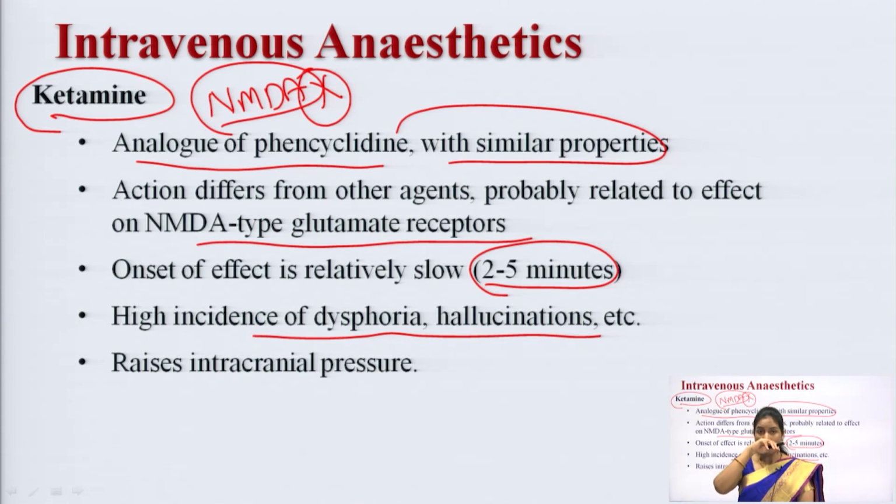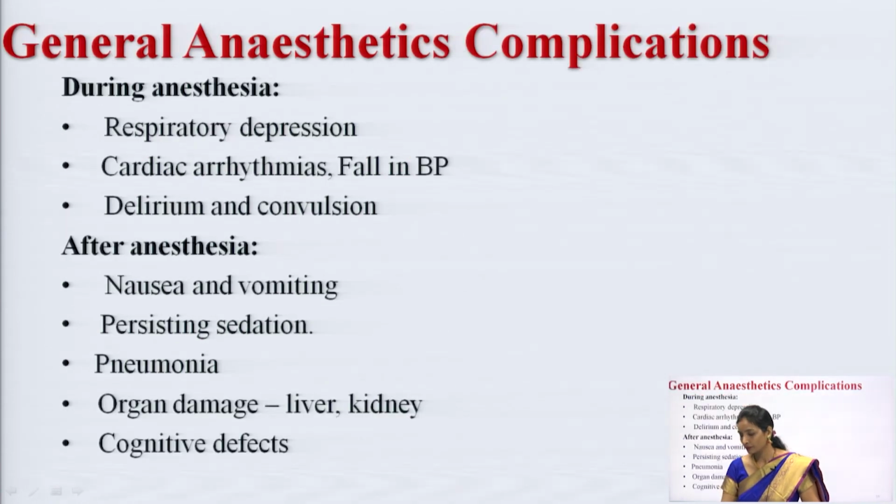When you administer ketamine intravenously, it increases the intracranial pressure, not intraocular pressure. Intraocular pressure is different from intracranial pressure; it is related to the eye. Intracranial is related to the brain. This is the drug which increases the intracranial pressure. The intracranial pressure will be increased with the ketamine drug. So, these are the general complications here.